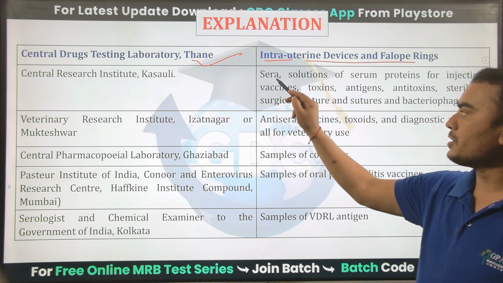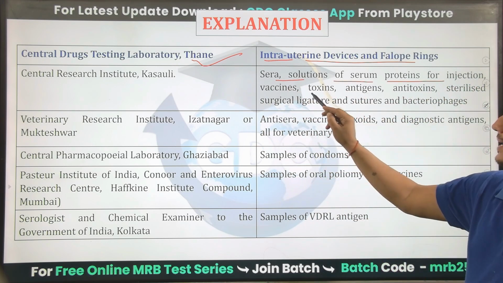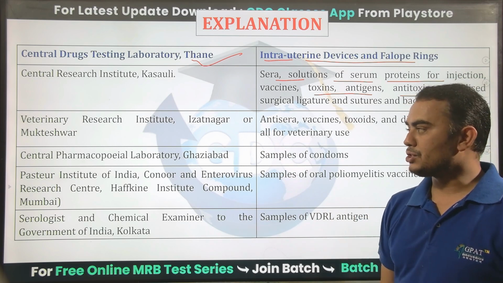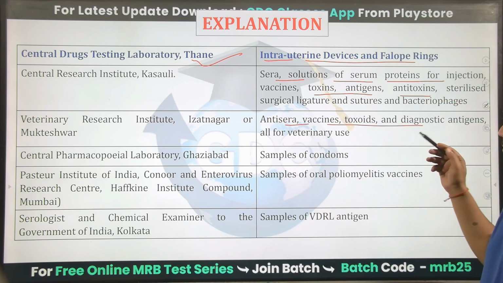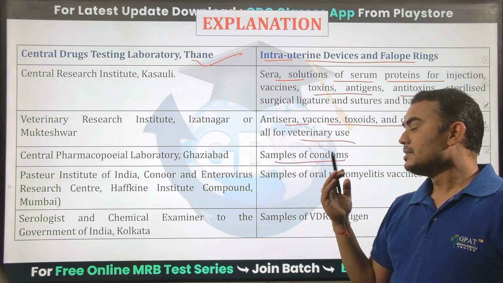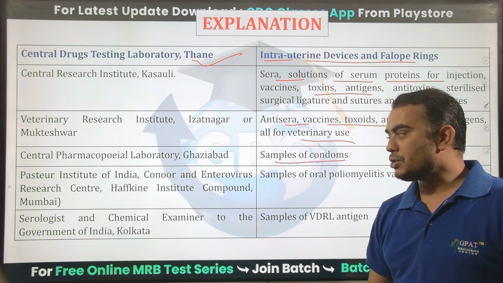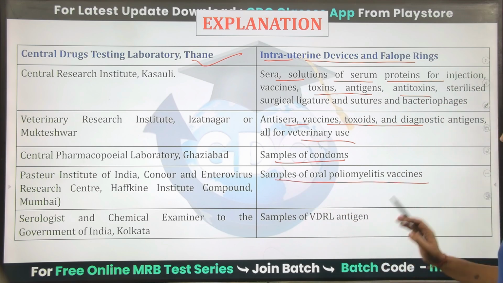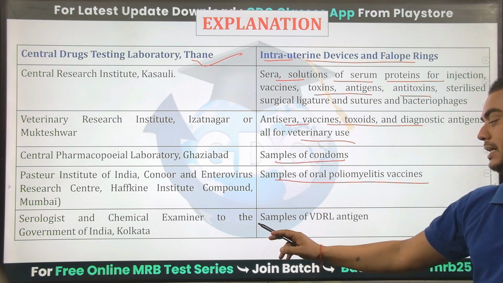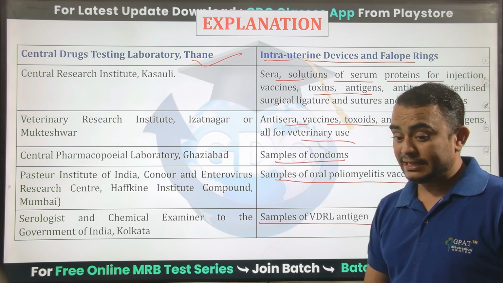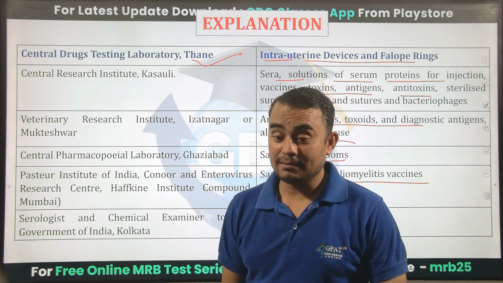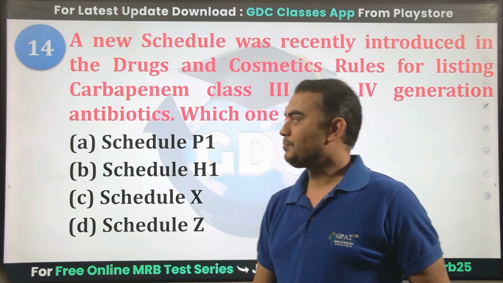Central Research Institute Kasauli: serum, protein, vaccine, toxin, antigen for human beings. IVRI, Veterinary Research Institute, Izzatnagar, Mukteshwar: anti-sera, vaccine, toxoid for veterinary use. Central Pharmacopoeia Laboratory for samples of condoms, Pasteur Institute of India, Coonoor for samples of oral poliomyelitis vaccine, Serological and Chemical Examiner to the Government of India, that is the VDRL antigen testing, the government central drug laboratory will be there.